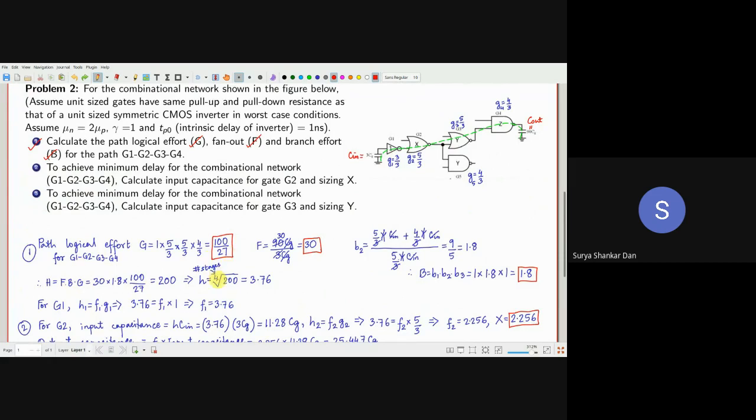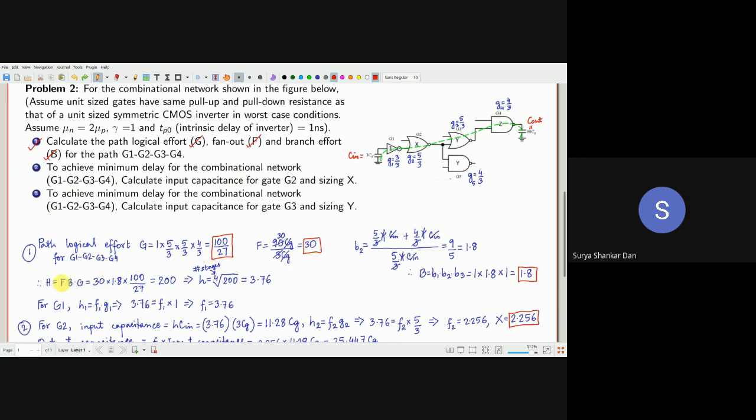So number of stages is 4. 1, 2, 3, 4 along these green dotted lines. So that is number of stages is 4 divided, fourth root of this total effort of 200. This is a total effort, not the total path logical effort or only the fan out.